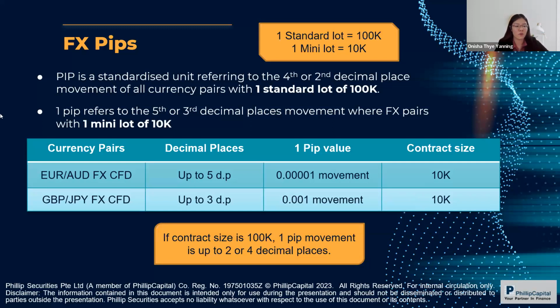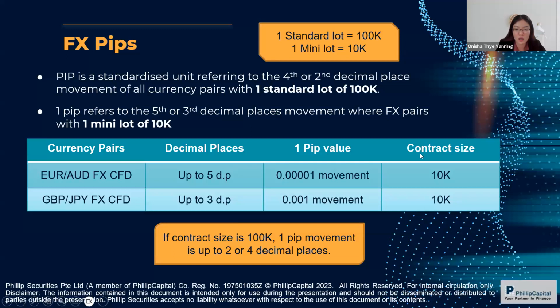As you can see here, for Euro Australian dollar FX CFD, the decimal places go up to the 5th decimal place, and 1 pip value movement would be 0.00001. So it's the 5th decimal place. The special case for Japanese yen is either the 2nd or 3rd decimal place. In this case, with 1 mini lot, 10K, the decimal places go up to 3 decimal places. So it's a 0.001 movement. The contract size in this case is 10K.